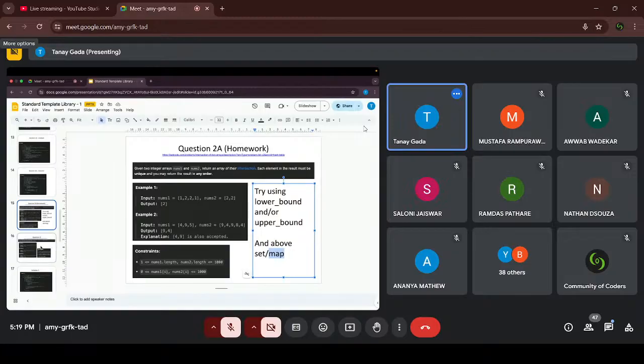Any doubt in this question? It is a homework question. That's why I'm asking. And you won't find, I guess, the lower bound, upper bound approach on Google too. It's nice to ask questions now.